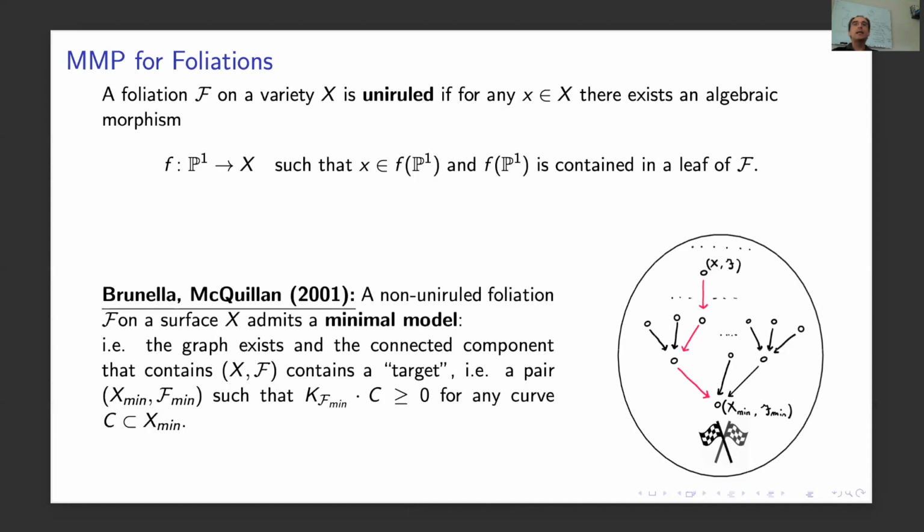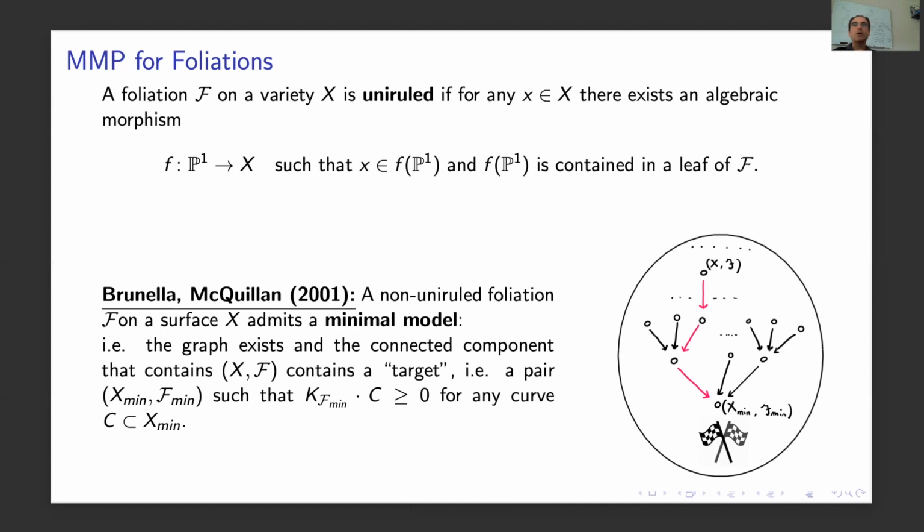I should say that we can repeat the same game as we did before. We can study paths, and many of the results are very similar to before. We can study cycles and so on. And thanks to the work of Brunella, McQuillan, and I should add a few other people like Mendes, it's possible to show that for surfaces this picture works very well, exactly like in the case of the Minimal Model Program for surfaces, which is due to the Italian school of the previous century.